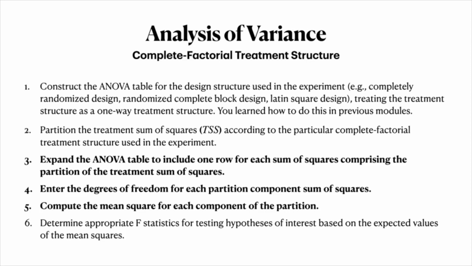Now, the next 3 steps we're going to group together. We're going to expand the ANOVA table to include 1 row for each sum of squares comprising the partition of the treatment sum of squares. We're going to enter the sums of squares for that partition into the corresponding cells, and we're also going to enter the degrees of freedom for each partition component sum of squares. Once we've expanded the table and included the sum of squares and their degrees of freedom, then we can compute the mean square for each component of that partition.